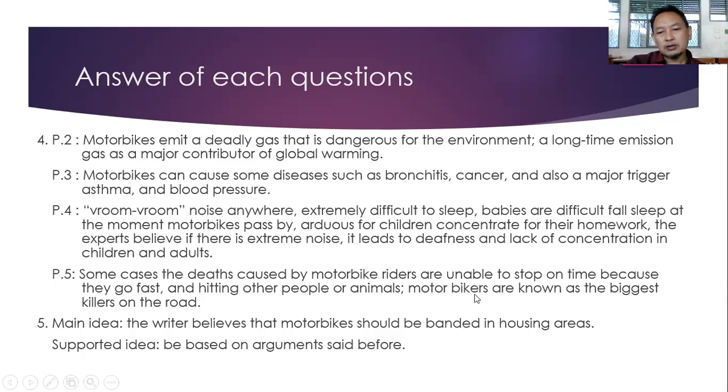Motorbikes are known as the biggest killers on the road. 5. Main idea of the last paragraph: the writer believes that motorbikes should be banned in housing areas. Supporting ideas are based on a lot of arguments said before. Okay, I think this is the example of question and answer.